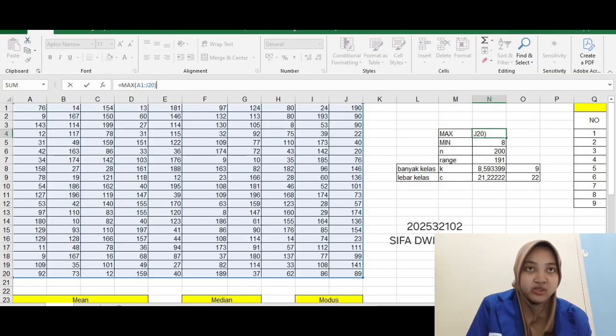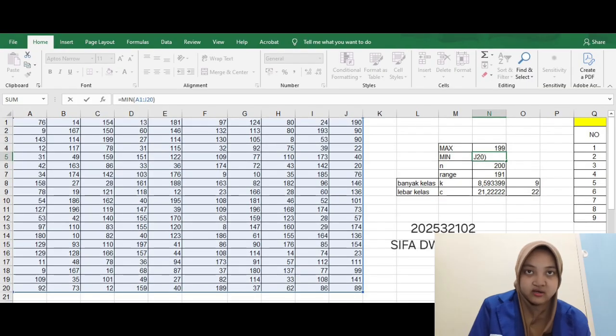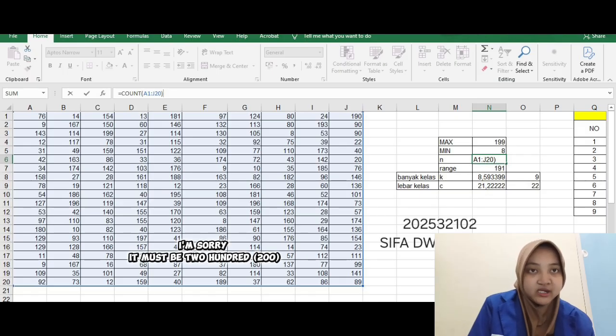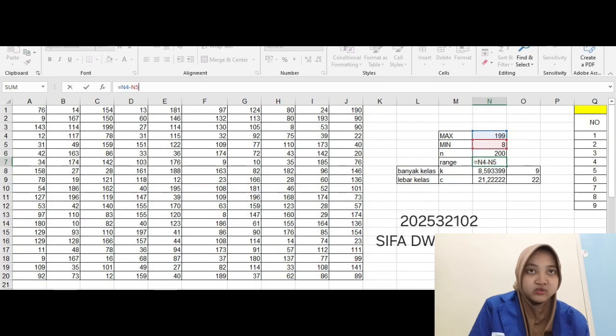To find the maximum value, we use the formula equal max and then we block all the data. And the result is 199. Next, to find the minimum value, we use equal min, block the data, and then the result is 8. To count the total amount of data, or n, we use equal count and then we block all the data and the result is 100 data. After that, we calculate the range using equal max minus min, and the range is 191.